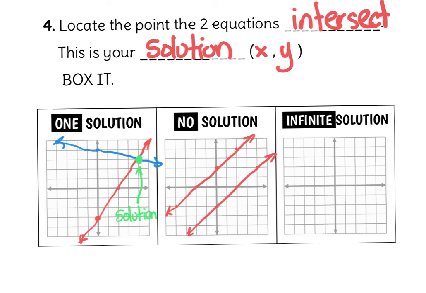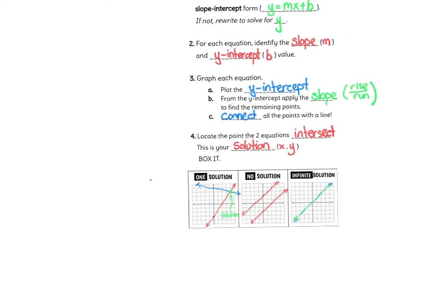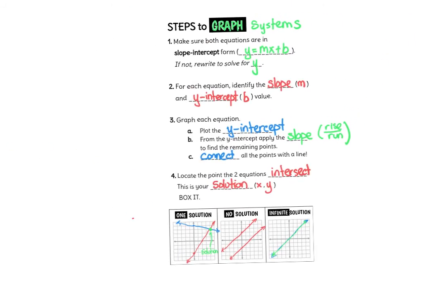And then finally, infinite solutions is where we're going to see basically the exact same line. So if we ended up graphing both of our lines and it wound up being the exact same line, then we have infinite solutions, meaning every single point on the line is a solution to the system. So that's what the 3 different types of solutions look like on a system graph, okay?